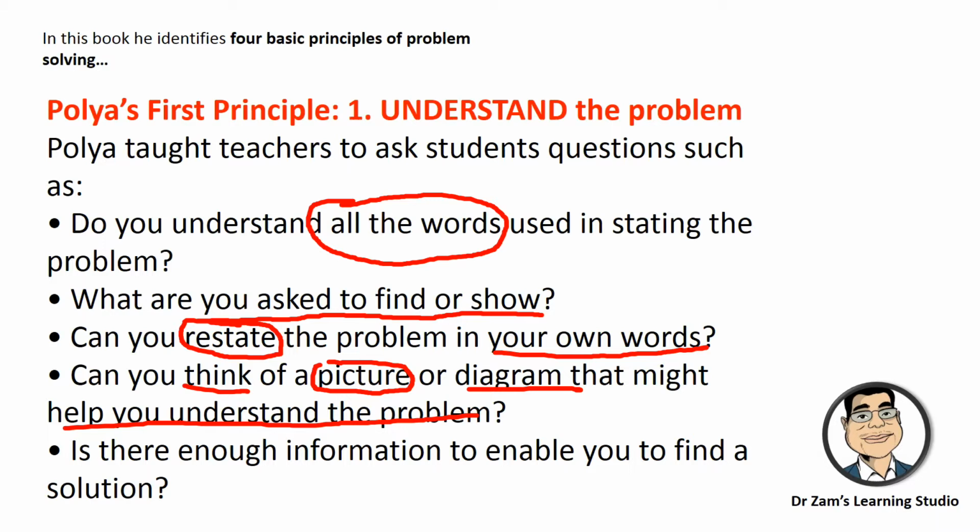Lastly, the question is, is there enough information to enable you to find a solution? So this is the part where when you try to answer these questions, you become better and better at understanding the problem, and you will know what the problem is asking you to find or show. And the next thing you need to find out is to see whether the word problem itself has enough information to enable you to find the solution.